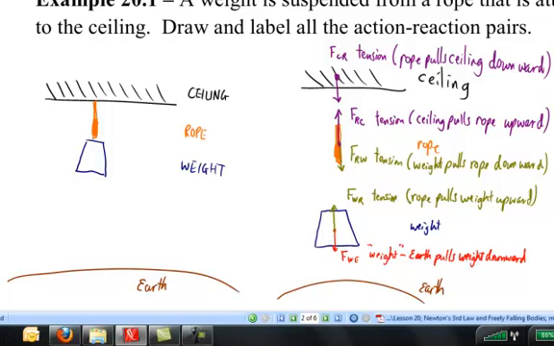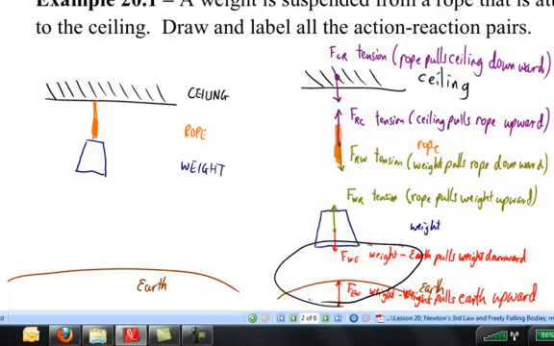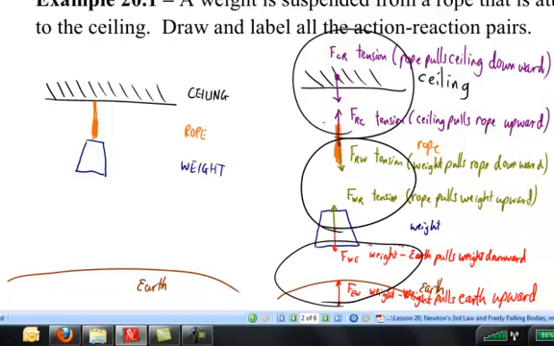There's one more I want to sketch. That's the interaction between the weight and the earth. The weight actually pulls the earth upward. Now I want to identify the action and reaction pairs. I see that I've got an action and reaction pair there. The weight force, in which the weight and the earth are interacting with each other. There's this tension force where I have the weight and the rope interacting with each other. And there's this other tension force in which I have the ceiling and the rope interacting with each other. Those are the action and reaction pairs that involve the weight and the rope.